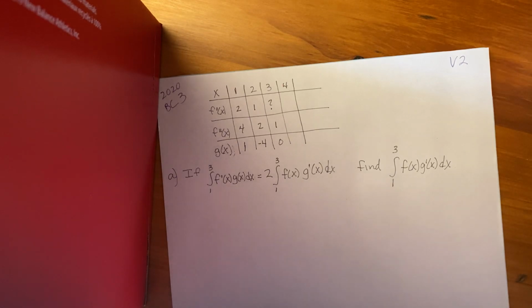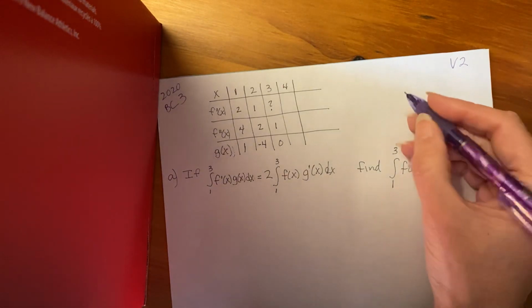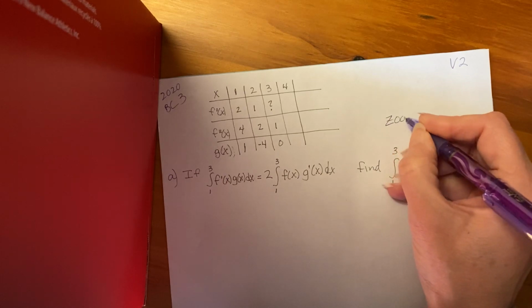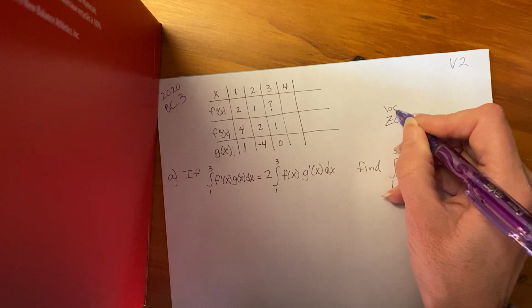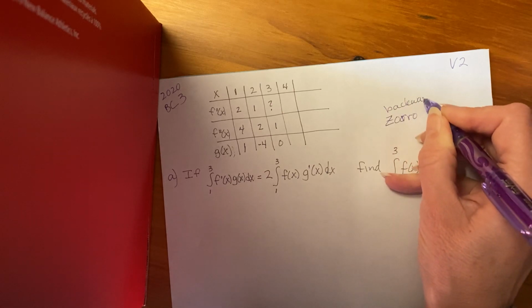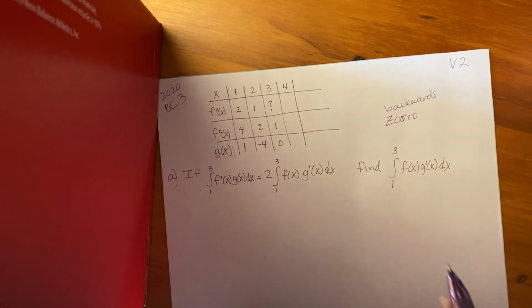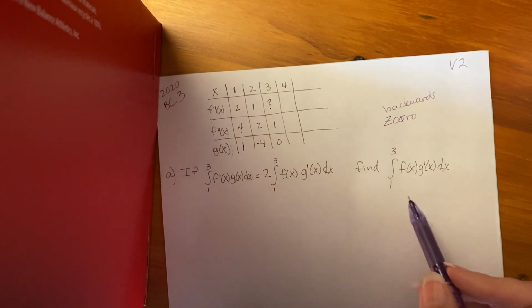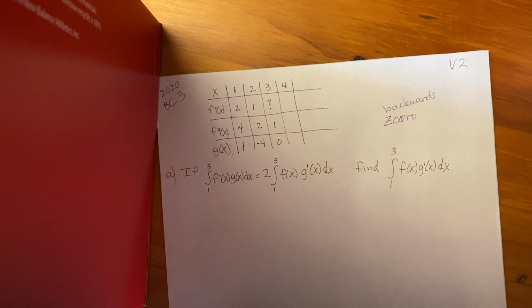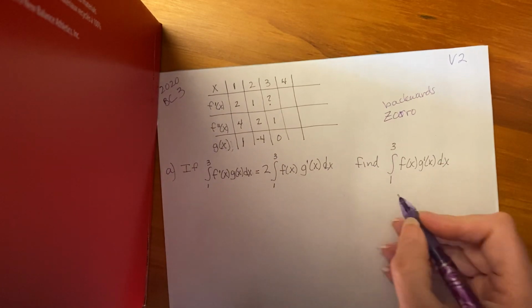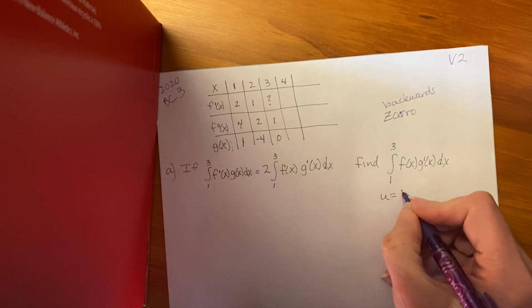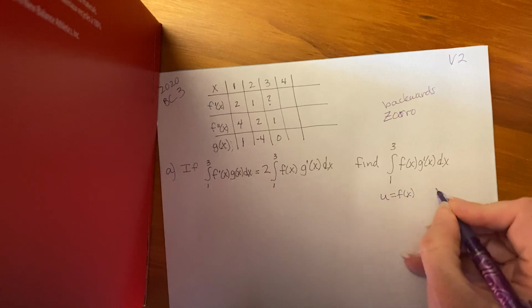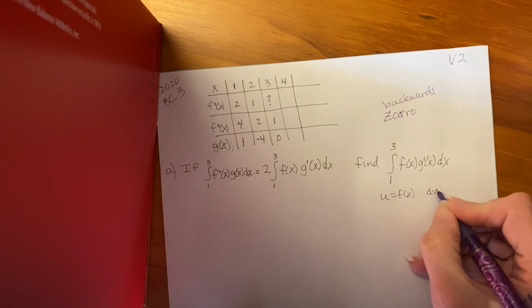Hopefully integration by parts comes to mind, and we called that backwards Zorro. Remember this, backwards Zorro. The idea behind that is you find something you can take the derivative of and something you can integrate, and you make whatever you're going to take the derivative of your u. So that's going to be our f of x. And then we need a dv.